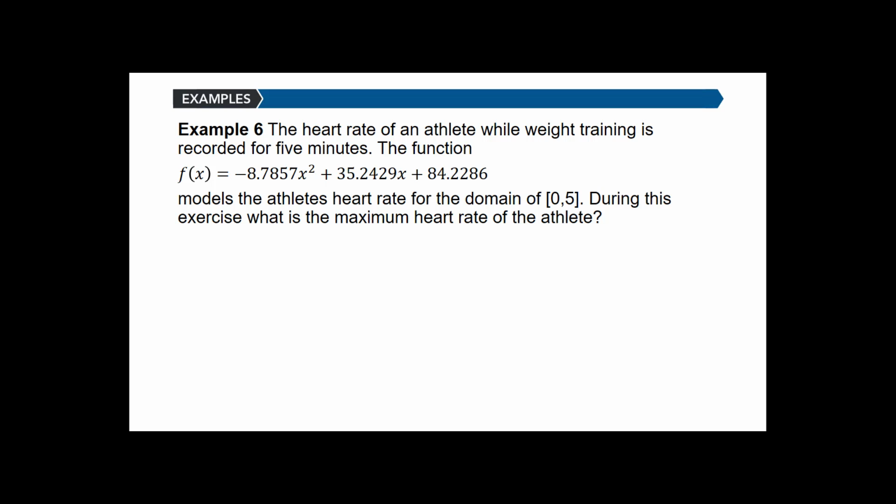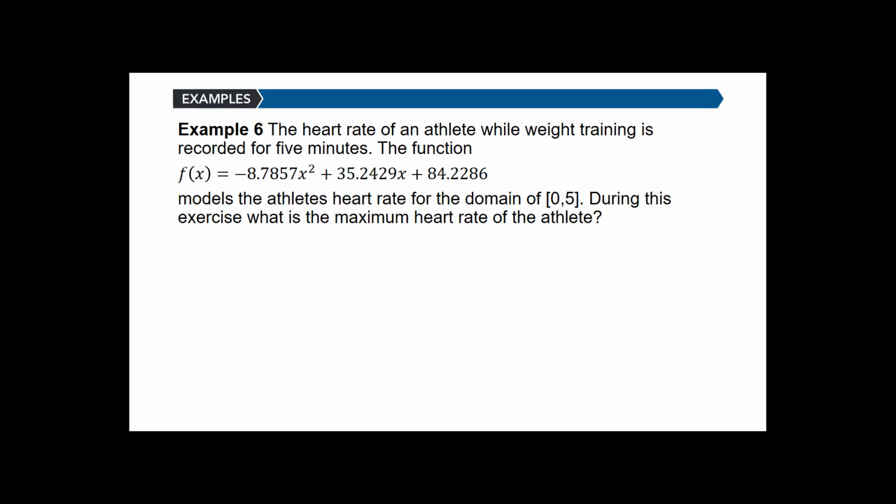Example 6. The heart rate of an athlete while weight training is recorded for 5 minutes. The function f of x equals negative 8.7857x squared plus 35.2429x plus 84.2286 models the athlete's heart rate for the domain of 0 to 5. During this exercise, what is the maximum heart rate of the athlete?